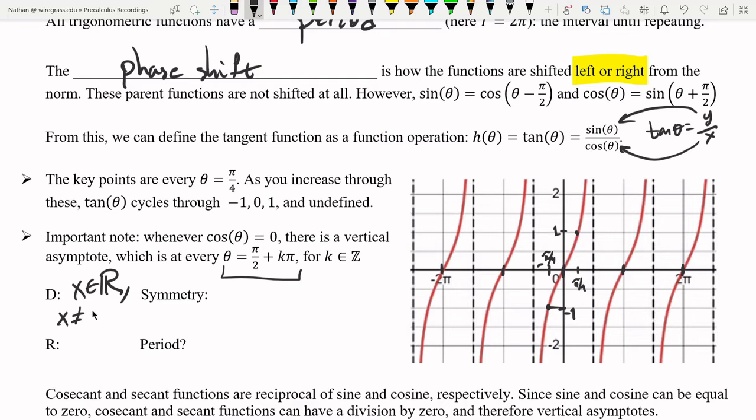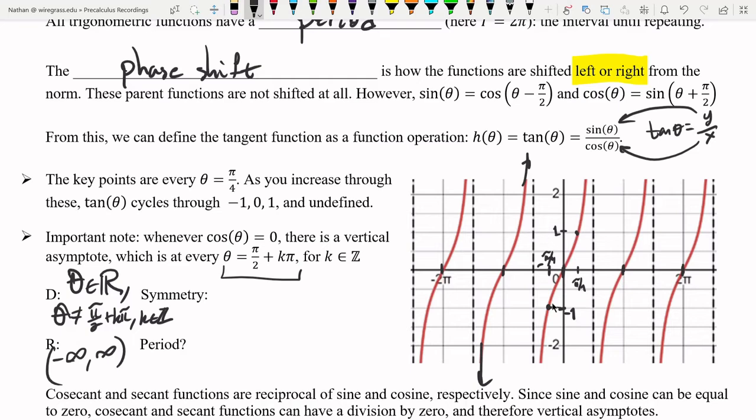And so all I have to really do here is, I should say theta. Theta is an element of R, where theta does not equal pi over 2 plus k pi, where k is an element of the integers. So that's a way of saying it's everything except for these pi over 2, the 90, 270, negative 90, negative 270, and so on from there. The range is everything. You can see it goes downward towards negative infinity, up to positive infinity. The range is nice and easy.